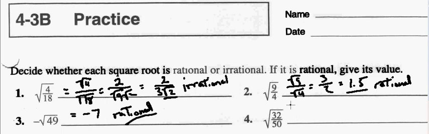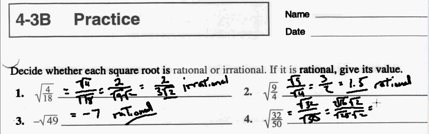Square root of 32 over the square root of 50 is equal to the square root of 16 times the square root of 2 over the square root of 25 times the square root of 2, which is 4/5, because this just turns to 1. And 4/5 in decimal form is 0.8. So that also is rational.